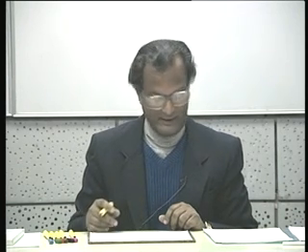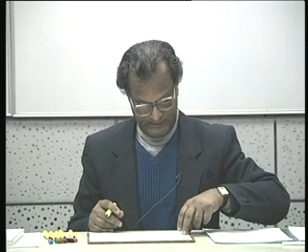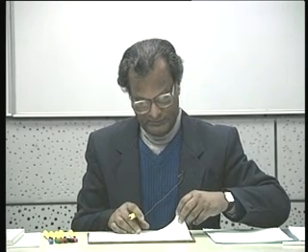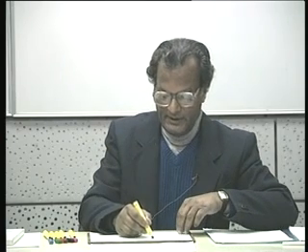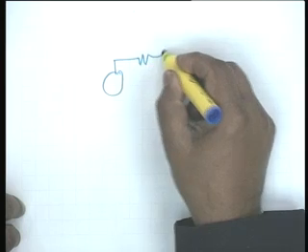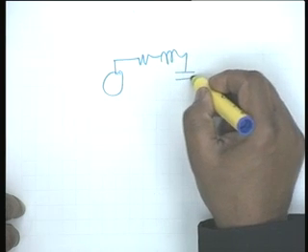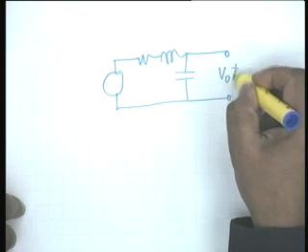This is the 15th lecture and we continue our discussion on single tuned circuits. To review briefly what we had done earlier, we had taken a voltage source in series with a resistance, an inductance and a capacitance, and we chose to take our output voltage across the capacitance.